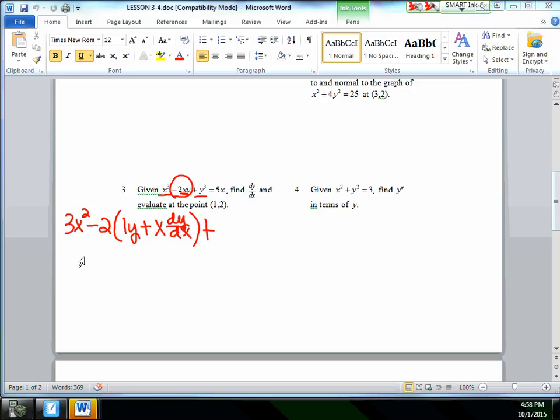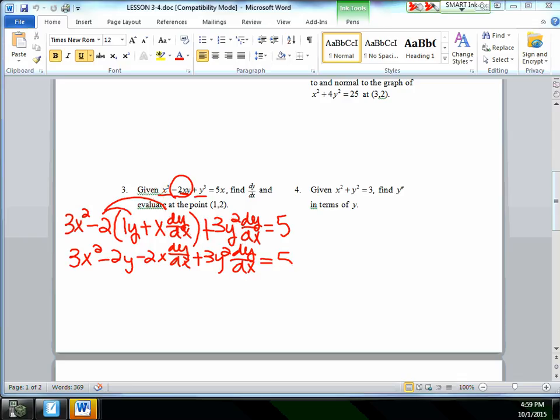The derivative of y cubed is 3y squared dy/dx, equals, take the derivative of the last term, 5, take the derivative of x, which is the 5, and gives me dx over dx, which is 1. So now you have to remember to distribute in that negative 2. So 3x squared minus 2y minus 2x dy/dx plus 3y squared dy/dx equals 5.